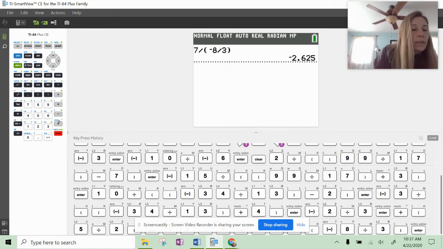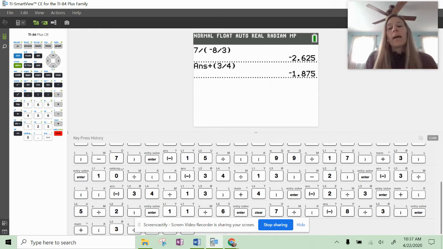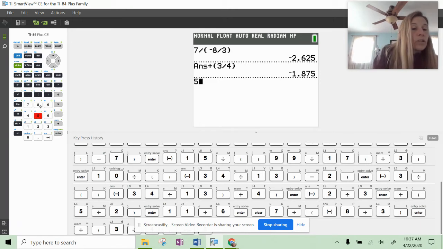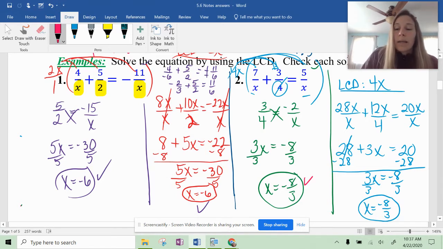So that plus 3/4, that's the left side of the equation, would be -1.875. Then the right side of the equation is 5 divided by that -8/3. And that also gives me -1.875. So I know that this answer of -8/3 is the legitimate answer.